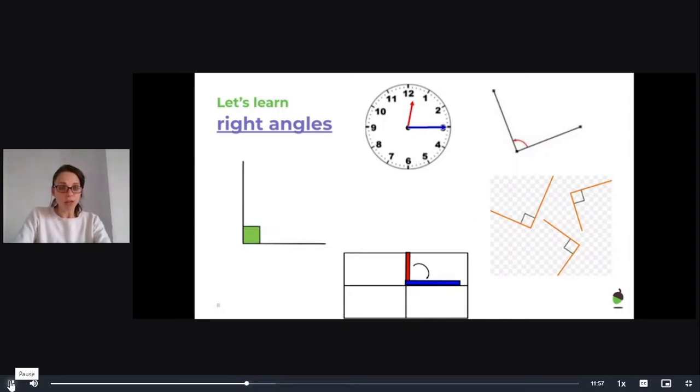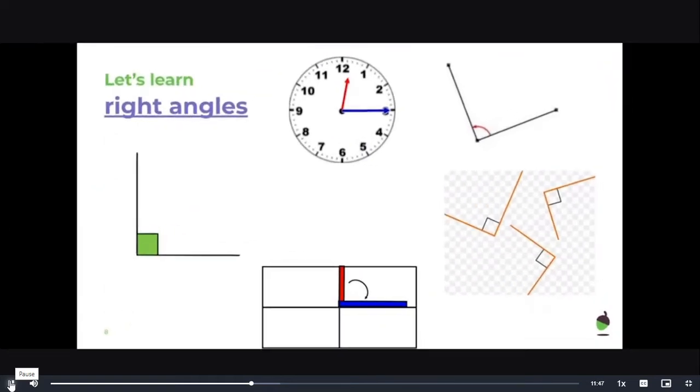So if you see an angle like this, where there's a box put in the corner of the angle where the two lines meet, that is always a right angle. So just take a minute to have a look at these pictures, all of which show right angles, our focus of today's lesson.